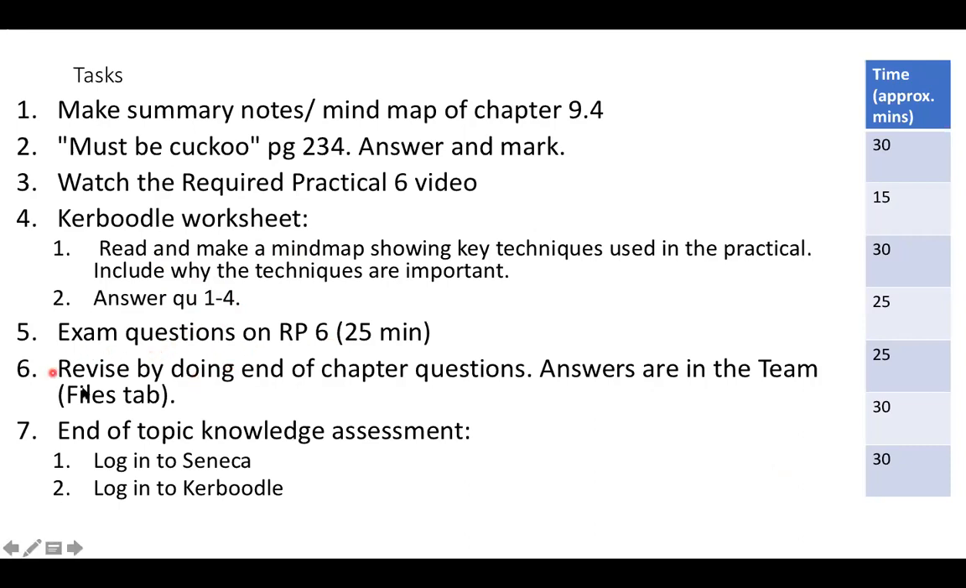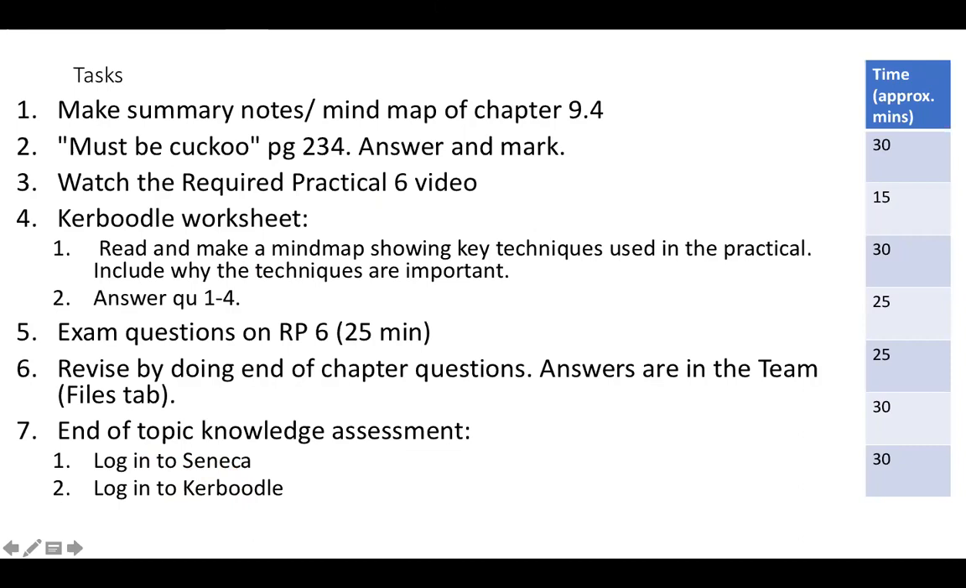Then I want you to do a bit of revision, and to do that, do the end of chapter questions at the end of chapter 9. I'm going to put the answer sheet in Teams, so you're going to use that for revision. And then, because it's the end of the topic and we can't do an end of topic test in the same way, I would like to use Seneca and Caboodle in order to test your knowledge. So I'll be assessing your knowledge. I've given you 2 Seneca tests, and I have given you 2 Caboodle tests. For both of these, you have to log into Seneca, and here you have to log into Caboodle.